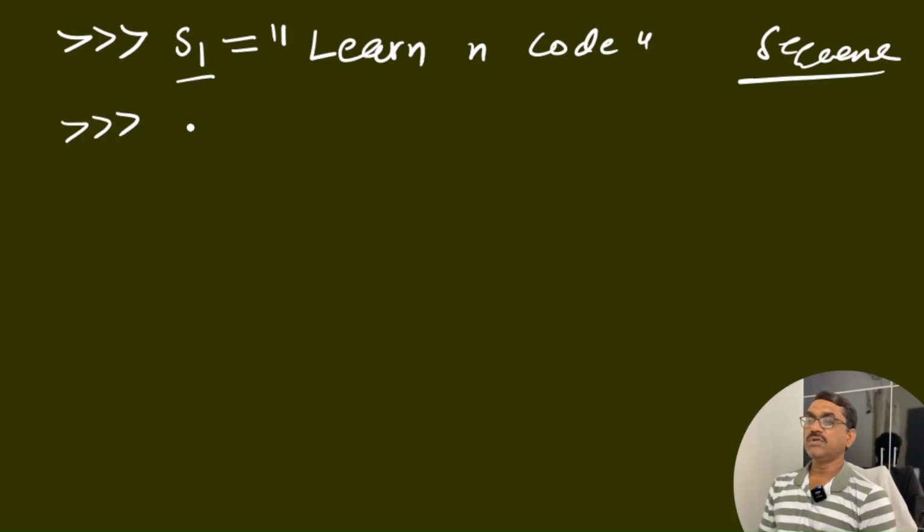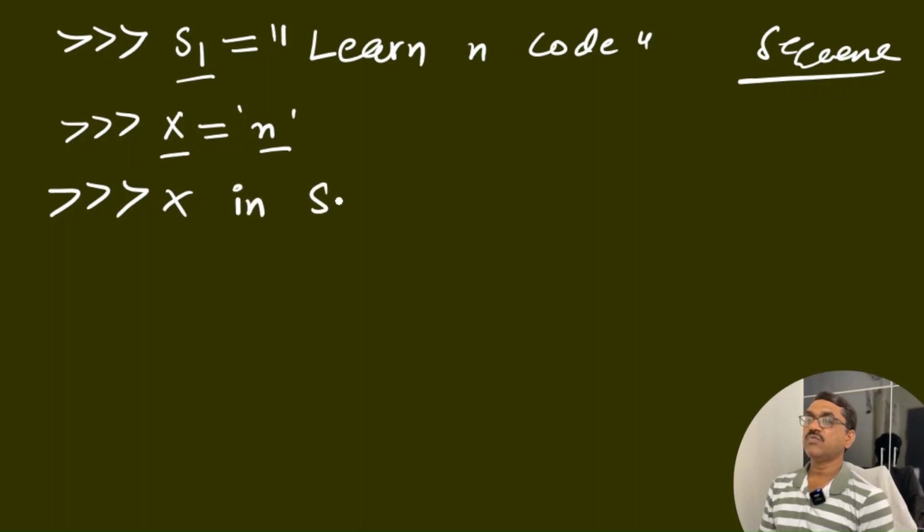Now I'm going to take another variable x. x is equal to n. Now the value of x is n. I'm going to check whether x is in S1. I'm checking x in S1. S1 is learn and code. What is the x value? n. n is in S1. In this case, it is going to return the result true.